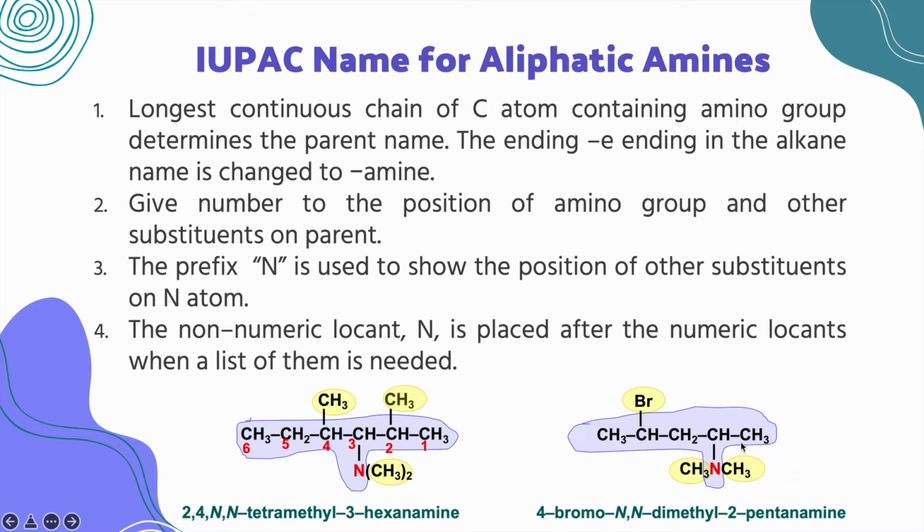Next example, the longest carbon chain that has N is 5 carbons in total, and the N is attached to carbon number 2, so the parent name is 2-pentanamine. And then 1 bromine is at carbon number 4, so 4-bromo, and then 2 methyls at N. So the name of this compound is 4-bromo-N,N-dimethyl-2-pentanamine.